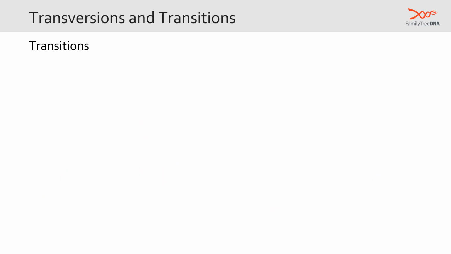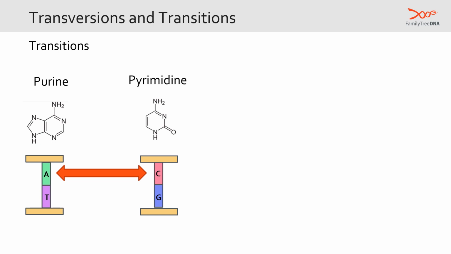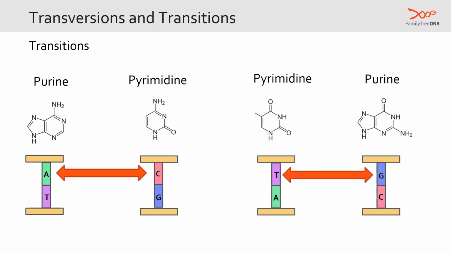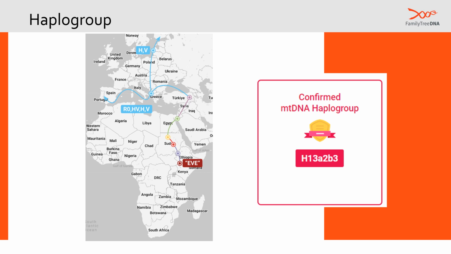In contrast to transversions, we have transitions. And these occur when a double-ringed purine is replaced by a single-ringed pyrimidine, such as A being replaced by C, or vice versa. This is much less common than transversions because of their chemical shape. All of these mutations combine to form your haplogroup.